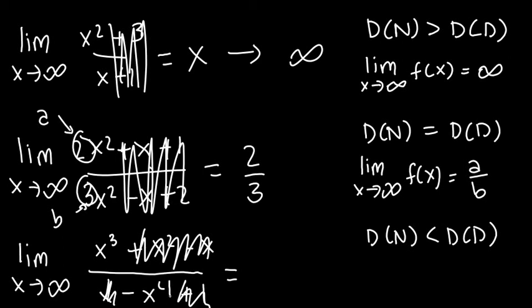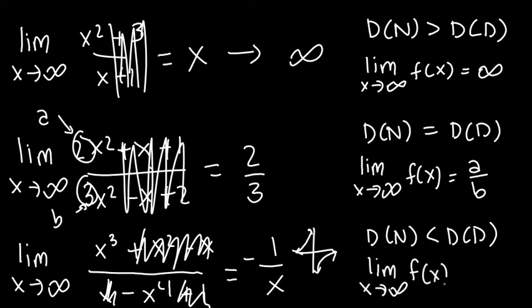And finally, if the denominator has a higher degree than the numerator, then we would just be left with, like, say, negative 1 over x. And as we can see of that graph, it would be like that and like that. And it approaches 0. So for such a function, the limit as x approaches infinity of f of x is just equal to 0. So these are the three different types of infinite limits, which you can see.